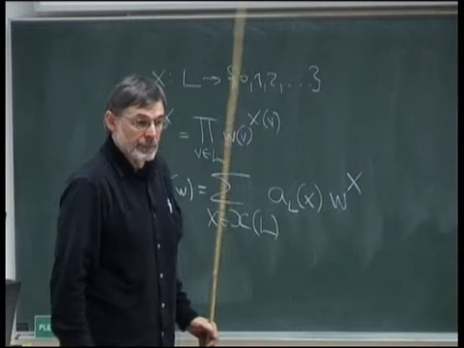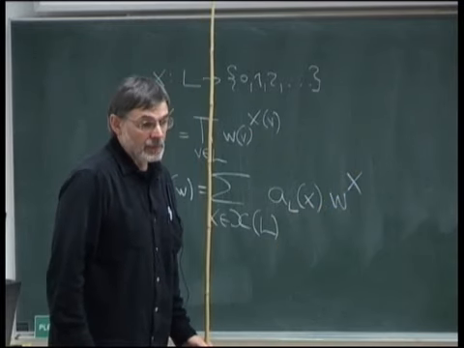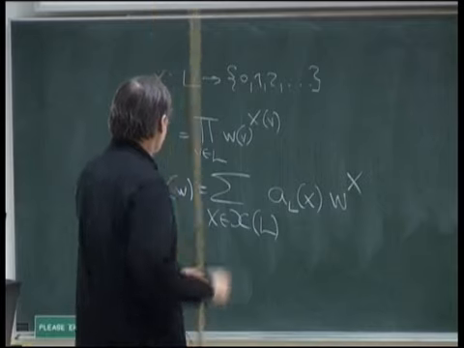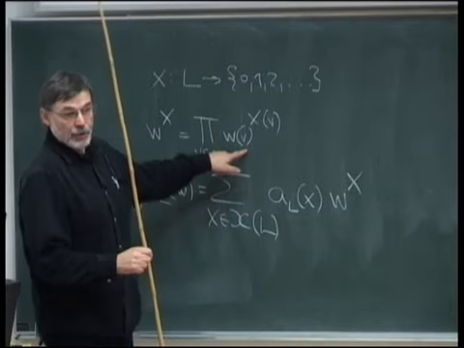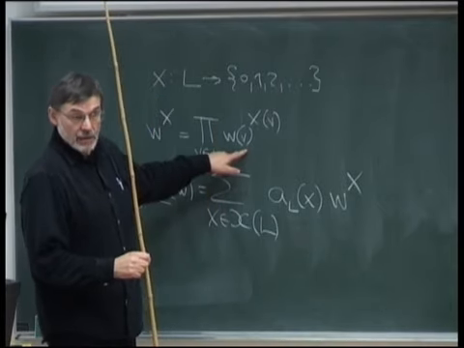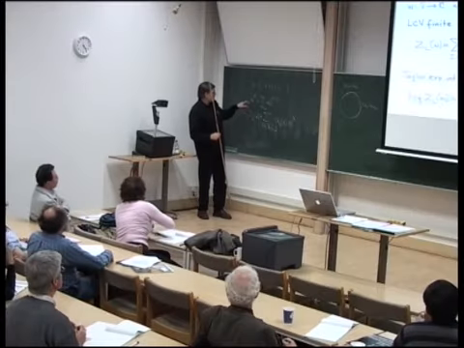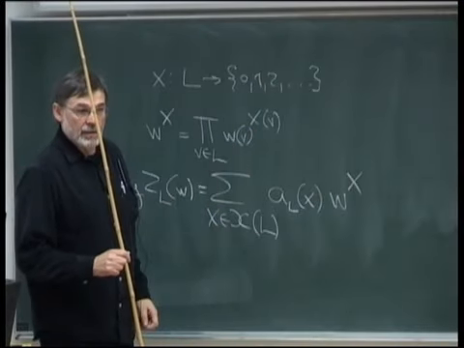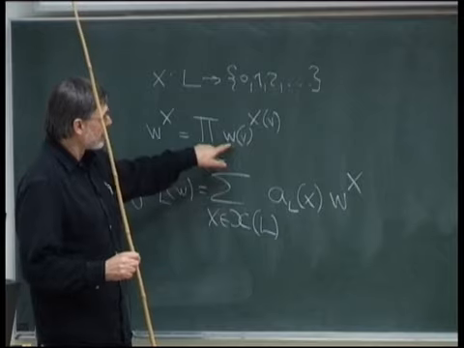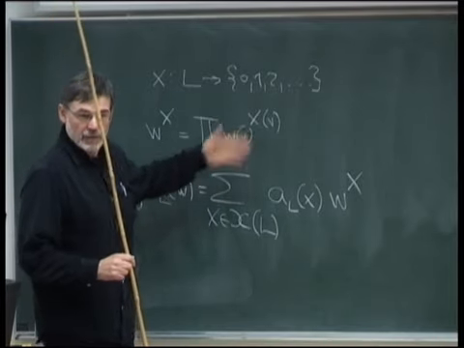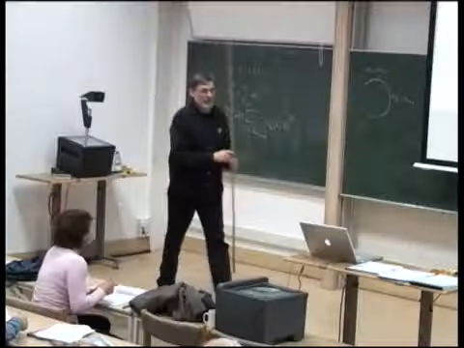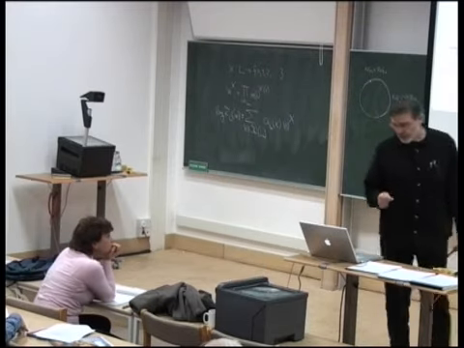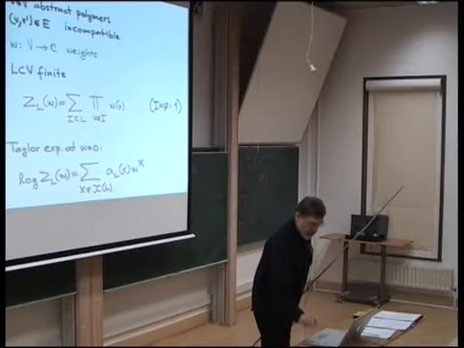W, at some moment you said it belongs to C to L. So it is this W of V, analytical, right? Yes. And then what does it mean? Exactly this. W to X is the product over V in L of W of V to the power X of V. Instead of putting this V as an index here, I put it as a variable.